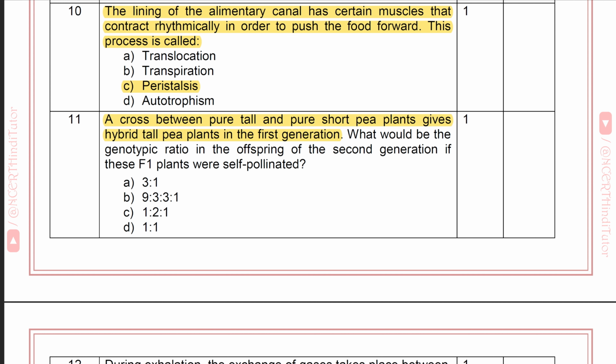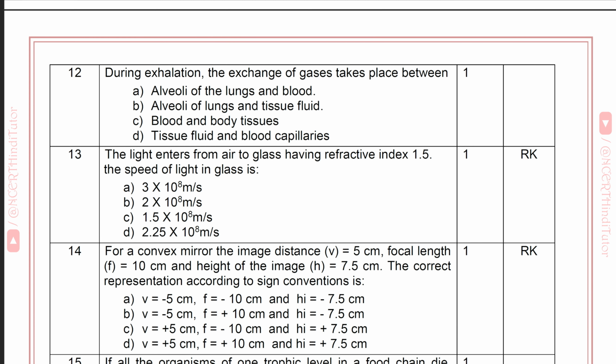Question 11. A cross between pure tall and pure short pea plants gives hybrid tall pea plants in the first generation. What would be the genotypic ratio in the offspring of the second generation if these F1 plants were self-pollinated? Answer C. 1:2:1.